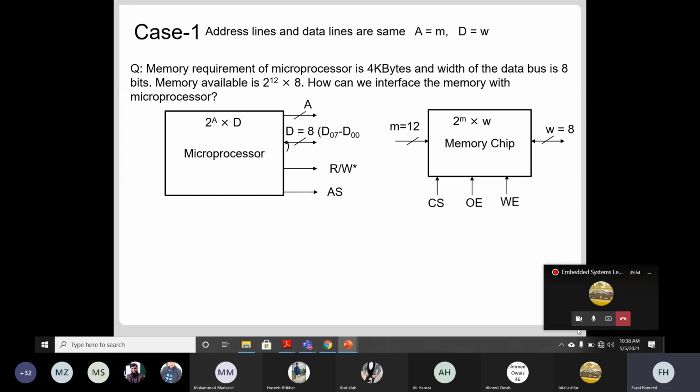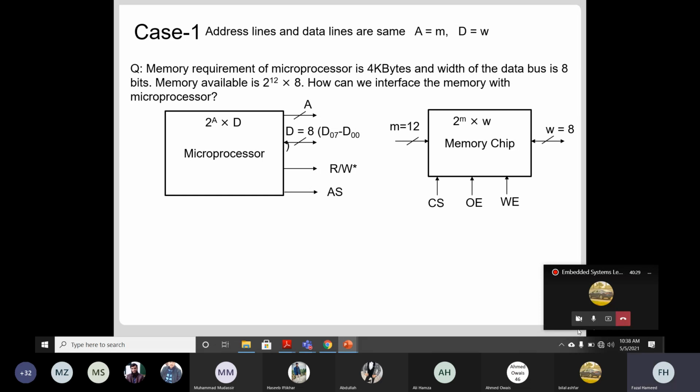Now we want to design a system, and we want to connect a memory chip with a microprocessor. There are various scenarios in which we connect a memory chip with the microprocessor. I told you we have two different views: one is the microprocessor view and one is the memory view. Did you understand all these points?